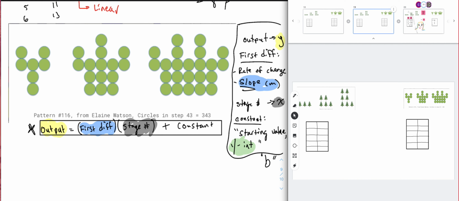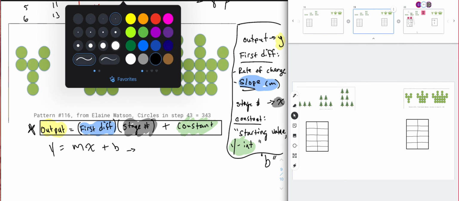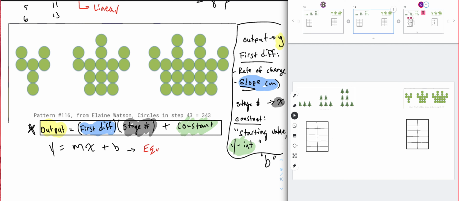Okay, and so what you can write here instead is you could say, okay, well, output is denoted by y equals, slope is m, stage number is x, and the constant on the end is b. I hope everybody's seen that before. That's all this is. What is this thing? It's the equation of a line. Everybody freaking out right now? I hope not.